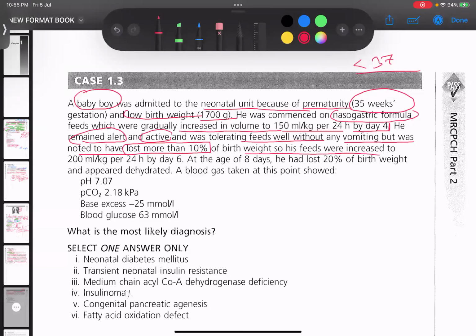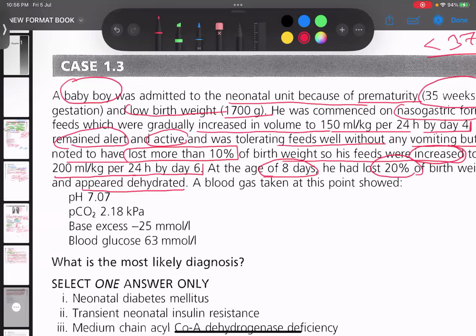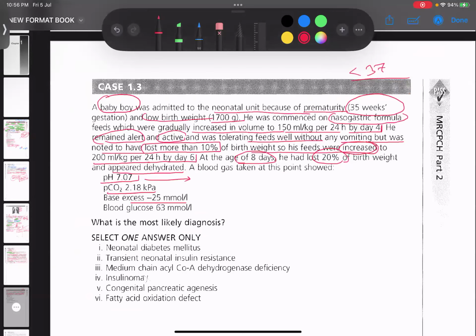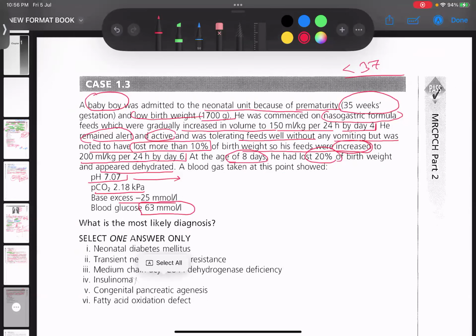So his feeds were now increased to 200 ml per kg per 24 hours by day 6. At the age of 8 days, he had lost 20% of birth weight and appeared dehydrated. A blood gas was taken at this point. I know that if you look into the blood gas, you'll be able to make a slight diagnosis. So we have acidosis, carbon dioxide is reduced, base excess is increased, blood glucose level is 63 millimole. This is the thing I was telling you. If you see this particular blood glucose, you'll be able to make the different diagnosis. Okay, forget about that.